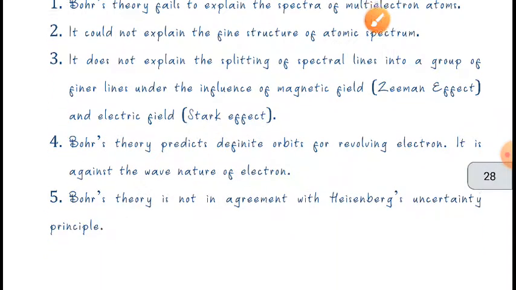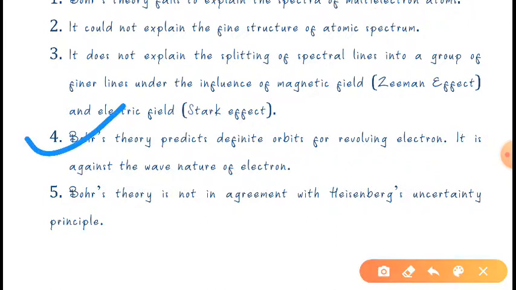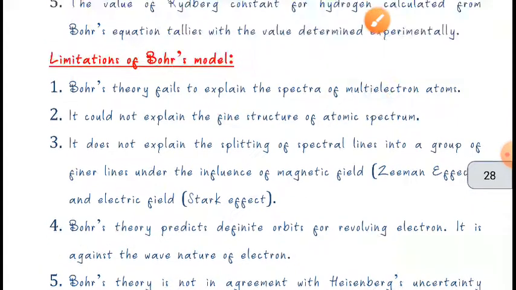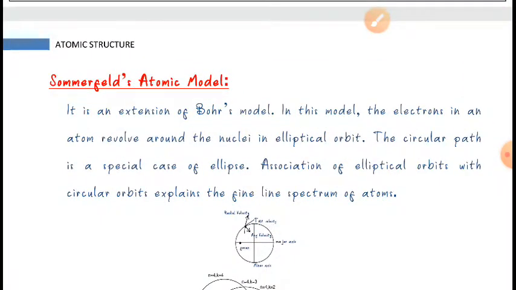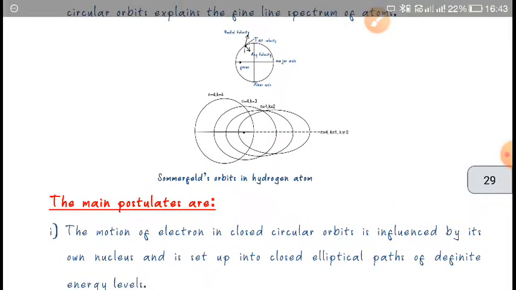After that, Bohr theory predicts definite orbits for the revolving electron. It is against the wave nature of electrons. This thing also he could not explain. Again, he could not explain the Heisenberg uncertainty principle, which we will learn next. So this was all about the limitations of the Bohr model of atom. In the next class, we will see Sommerfeld atomic model and Heisenberg uncertainty principle. Till then, thank you.